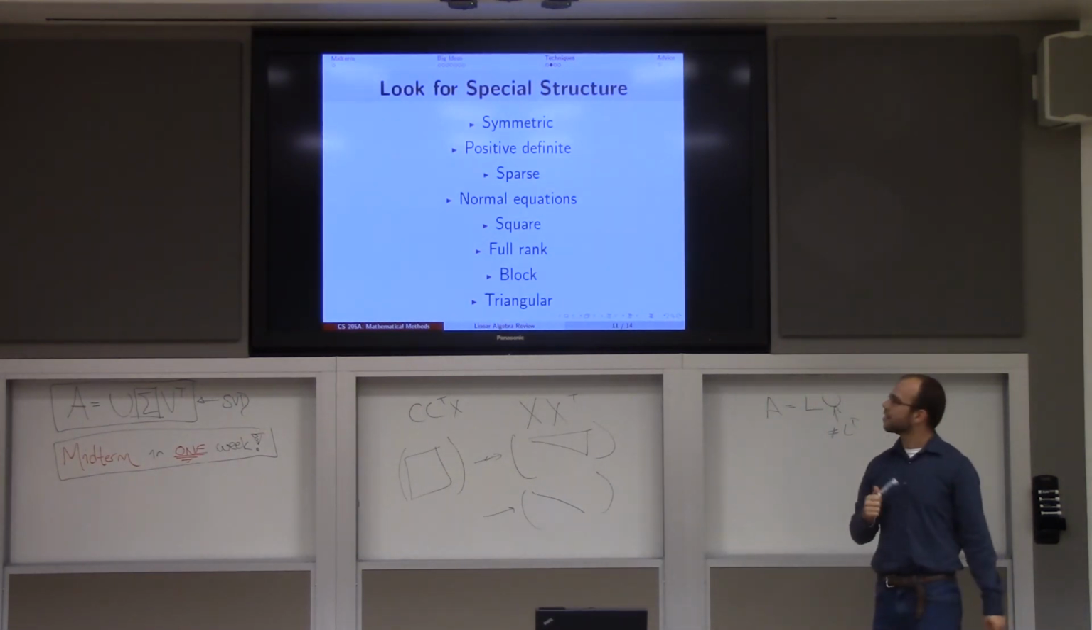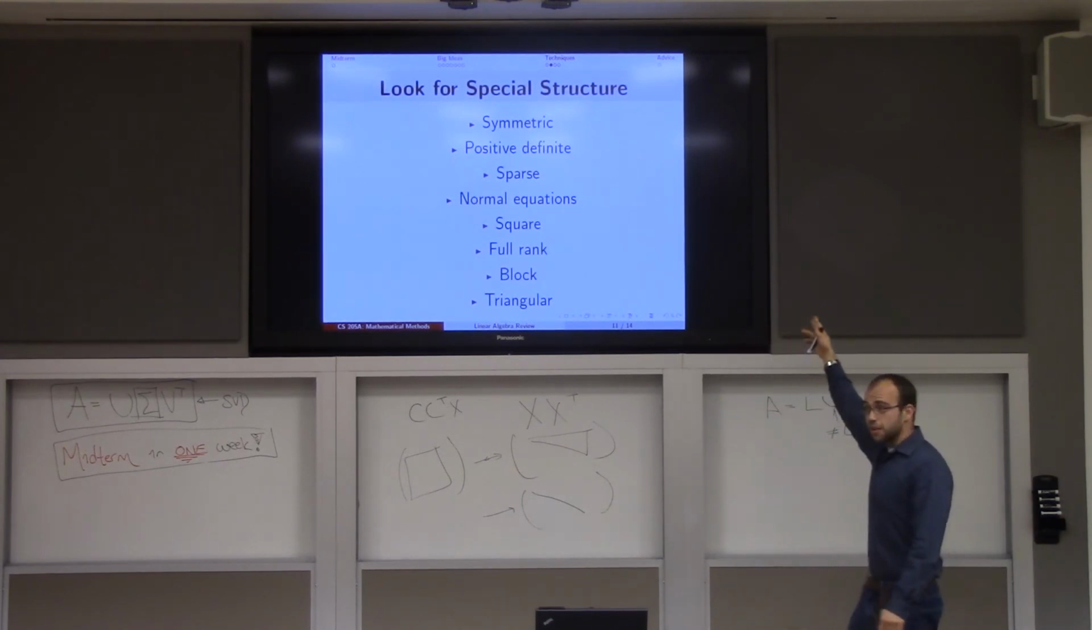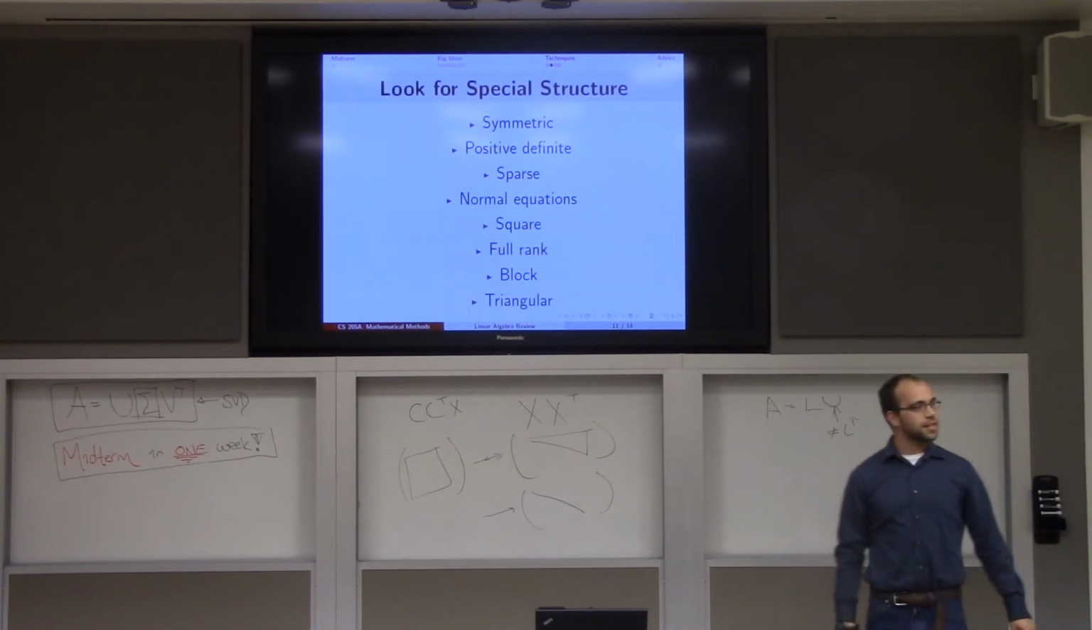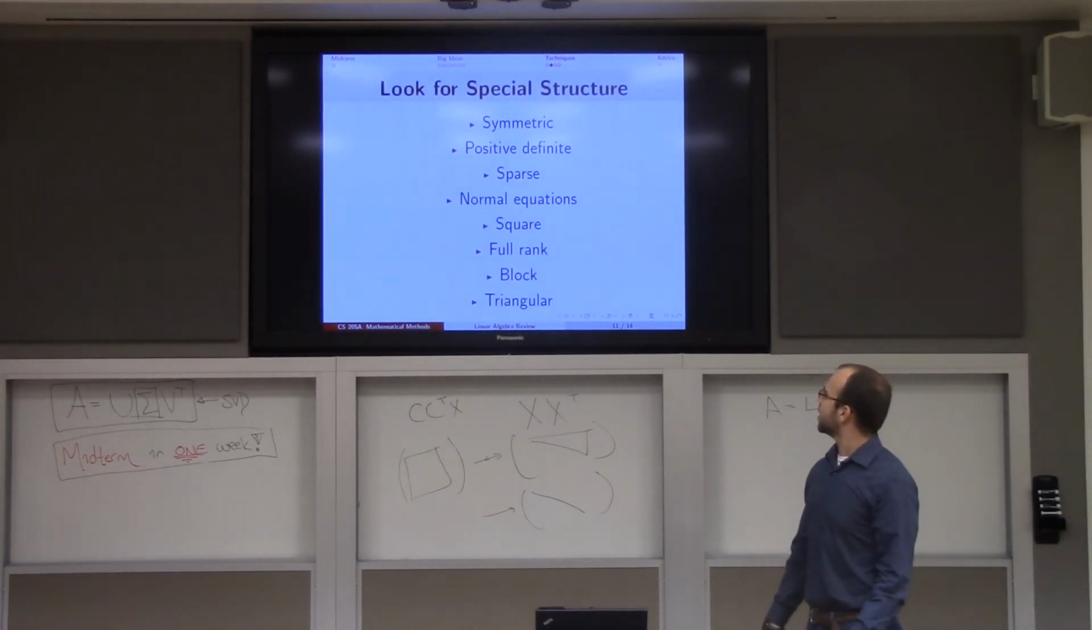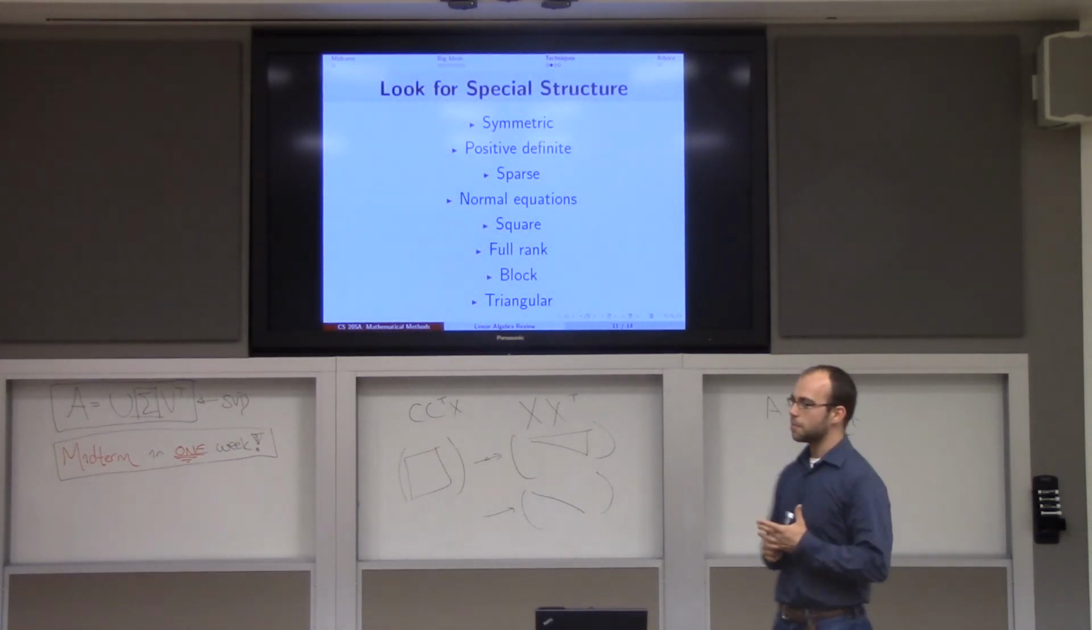In particular, things like symmetry, when your matrix is positive definite, then those two properties together imply a whole huge pile of algorithms. And in fact, when we talk about conjugate gradients, we'll see that even for iterative schemes, symmetric positive definite matrices have really nice properties.